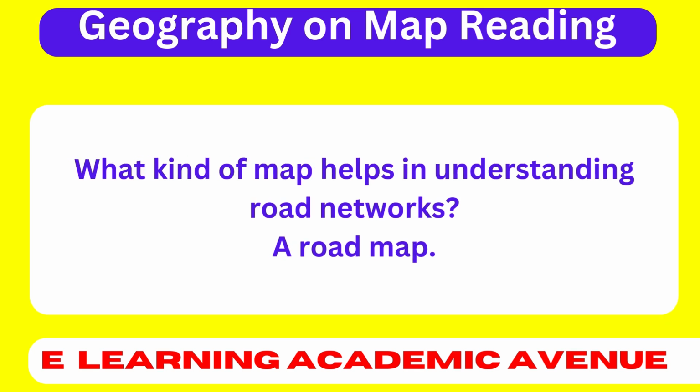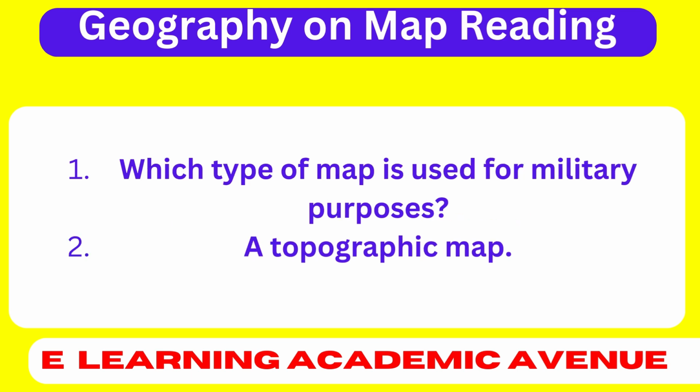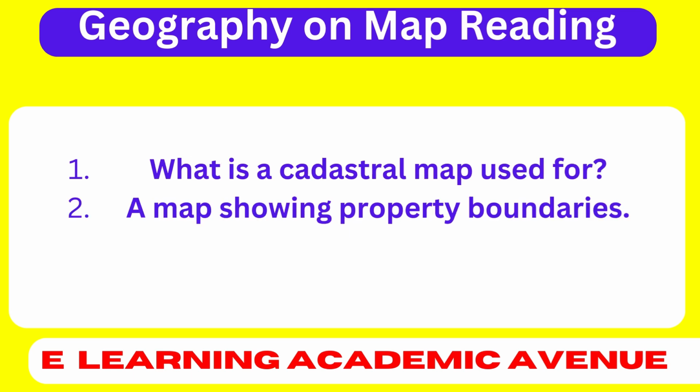Question 84. What kind of map helps in understanding road networks? A road map. Question 85. What is a population density map? A map showing the number of people living in an area. Question 86. Which type of map is used for military purposes? A topographical map. Question 87. What is a cadastral map used for? A map showing property boundaries.